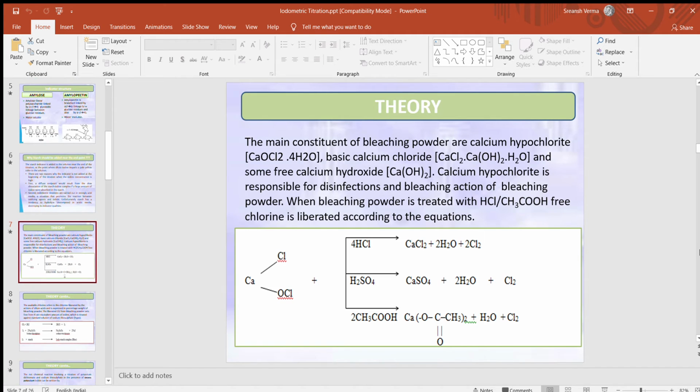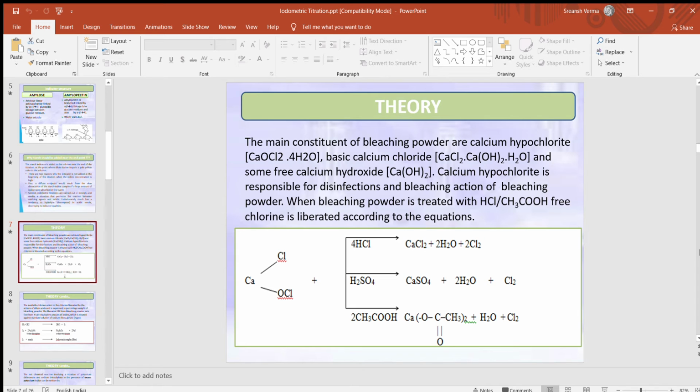Let us start with the theory. The bleaching powder: why do we need to know the percentage of available chlorine in the bleaching powder? Basically, this bleaching powder is commonly used as a disinfectant. The chlorine which is present in the bleaching powder gets reduced with time. So we need to know the exact quantity of the bleaching powder which is required, so we also want to know the amount of available chlorine which is present in the particular sample.